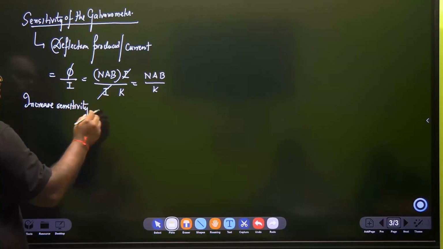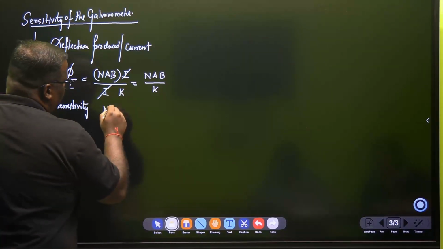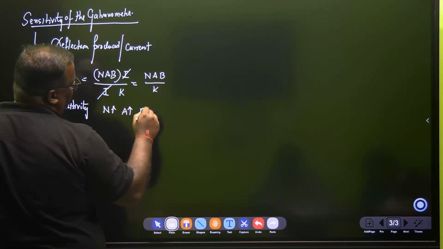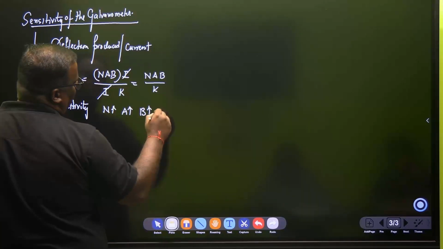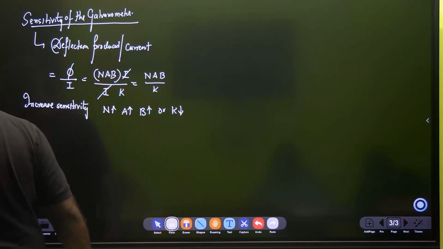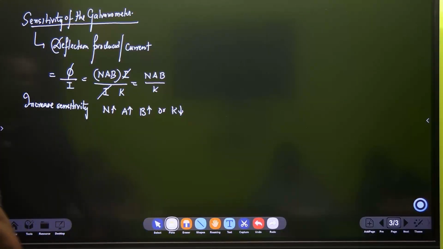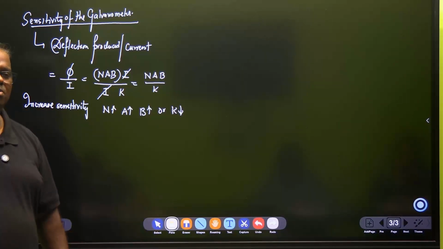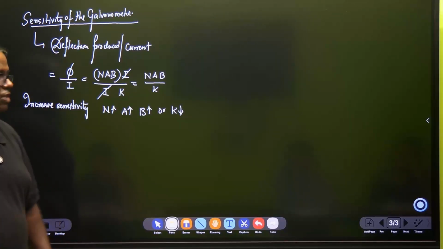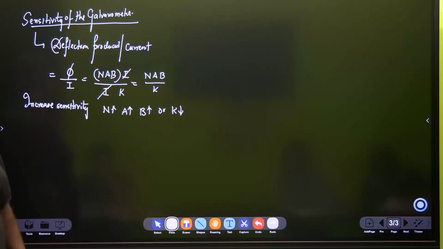Now, if you want to increase sensitivity, what all can you do? Jack up the number of coils, jack up the area, jack up the magnetic field, or you reduce the spring constant. Look, if the spring constant is high, what does it mean? If the spring is very tight, just use common sense. If the spring is tight, will the coil not find it difficult to move? That's why you are trying to reduce it. If you put a tighter spring, the coil will not move at all.